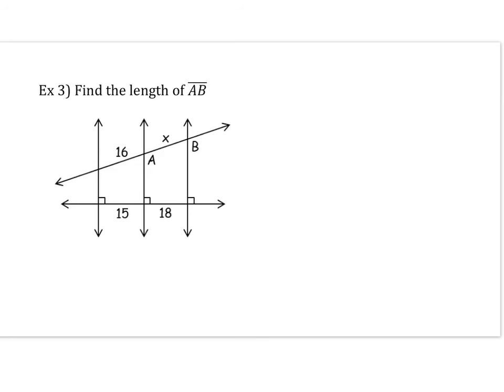So set up a proportion. So we can put 16 divided by x in the same ratio equal to 15 and 18 in the same ratio. So we're ready to do our cross multiplying. So 16 times 18 is 288, and 15 times x is 15x. Next, we're ready to divide both sides by 15, resulting in x equaling 19.2.